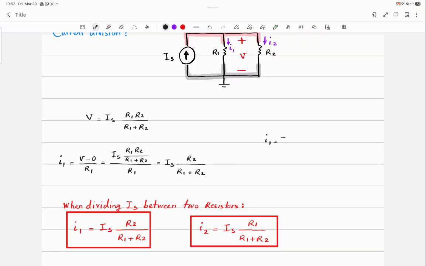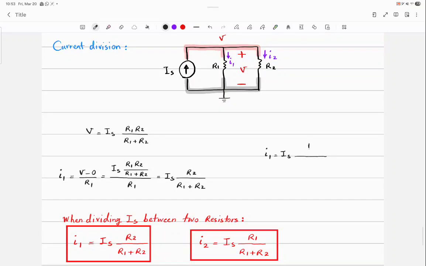I1 is equal to IS multiplied by 1 over R1 divided by 1 over R1 plus 1 over R2. And I2 is equal to IS multiplied by 1 over R2 divided by 1 over R1 plus 1 over R2.